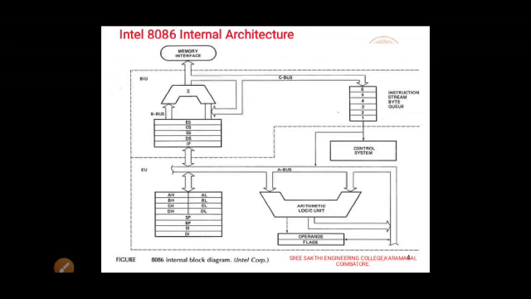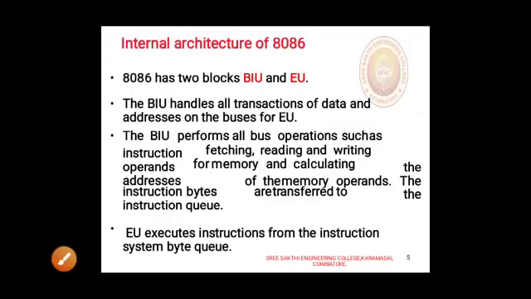Here the execution unit has the arithmetic logic unit. This is the main unit of the execution unit, which is used to perform the arithmetic and logic operations of the 8086 processor. It has the flag register. This flag register is used to store the result of arithmetic and logical operations. We already know about that.